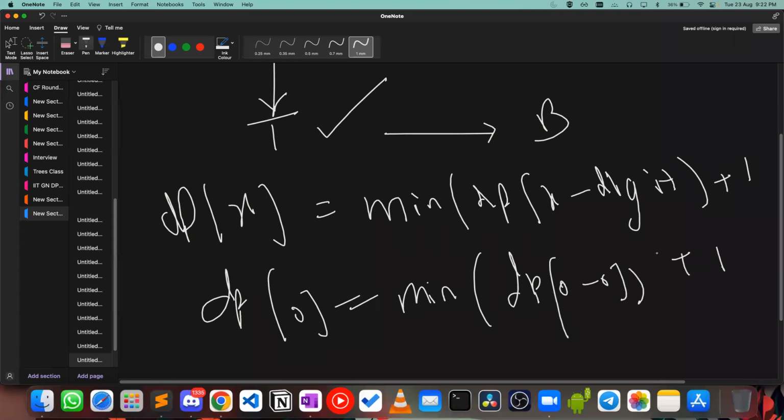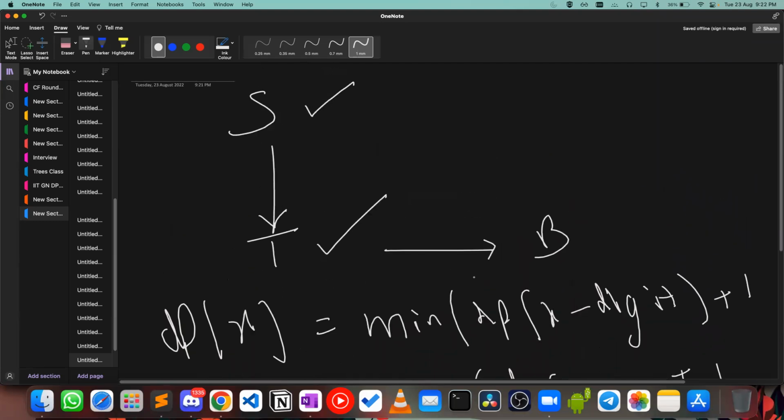And plus 1. So you know that dp of 0 is a base case. But what is dp of 0? How many steps do you need to convert 0 to 0? How many steps will you need to convert the value 0 to 0? You need 0 steps, right? So the base case is very simple here. dp of 0 is equal to 0.